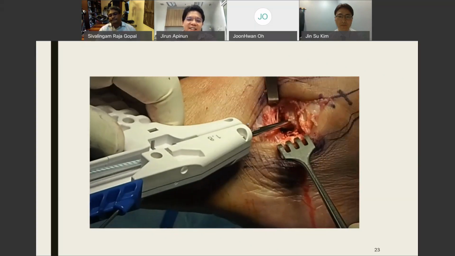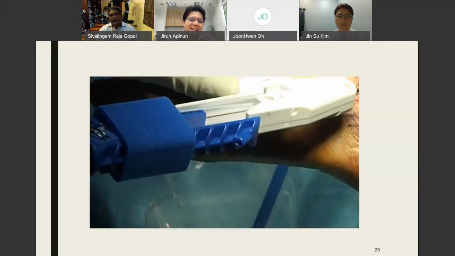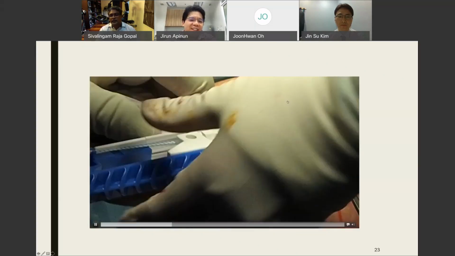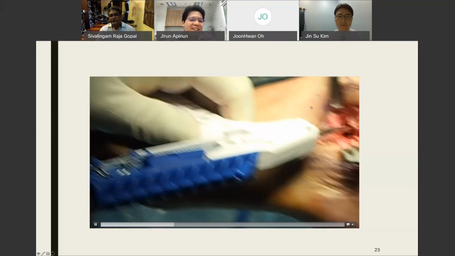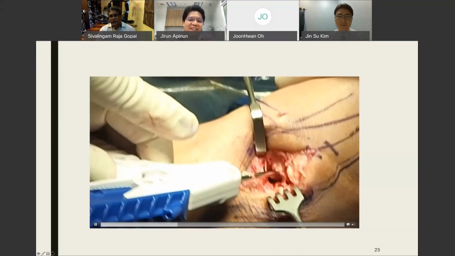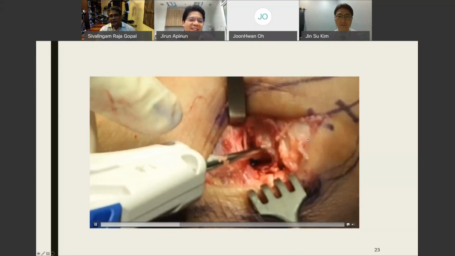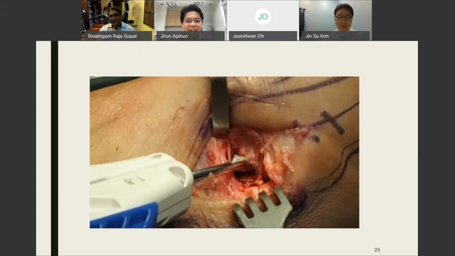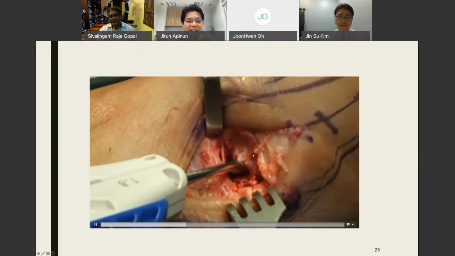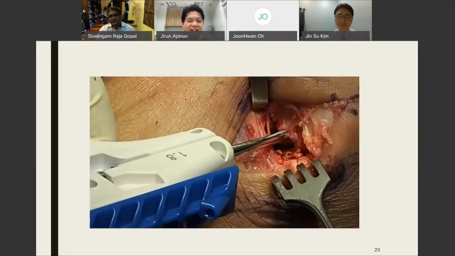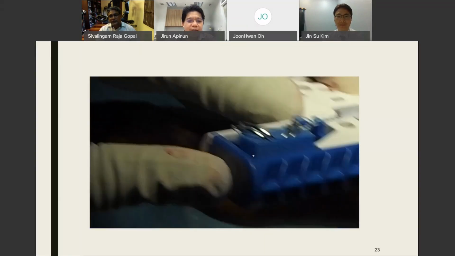Then let's just show, and just mallet in the implant. You can see the particular implant going in. Sorry for the cameraman, apologies for that. As you can see, the implant is easily deployed. Getting it flush.